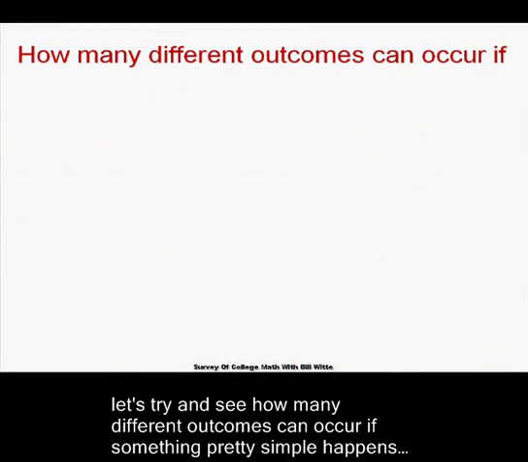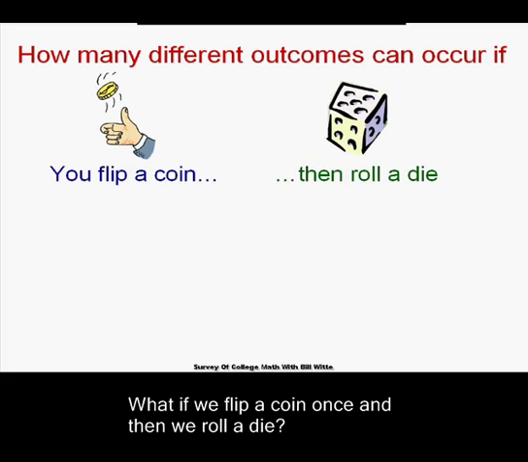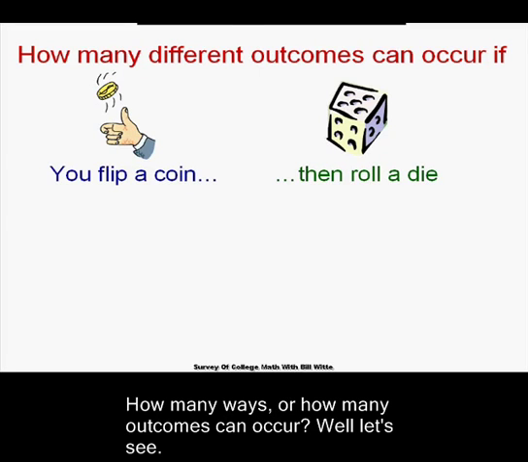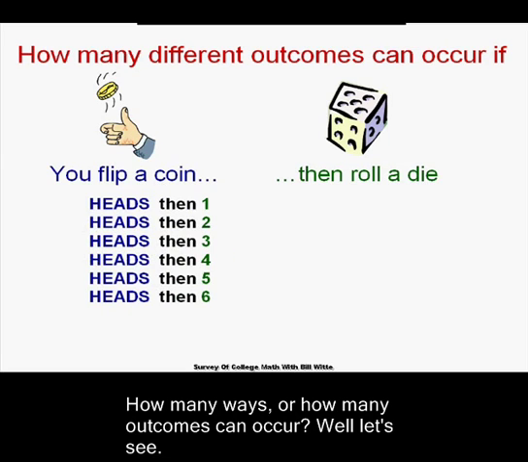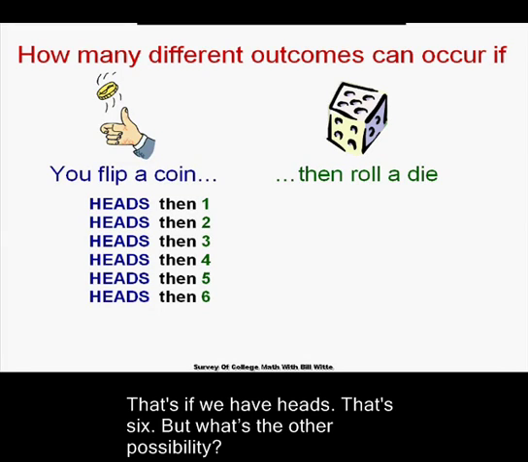Okay, let's see how many different outcomes can occur if something pretty simple happens. We flip a coin once, and then we roll a die. How many outcomes can occur? Well, we can have heads, then a 1, or heads, then a 2, or heads, then a 3, or heads, then a 4, or heads, then a 5, or heads, then a 6. That's if we have heads. What's the other possibility?